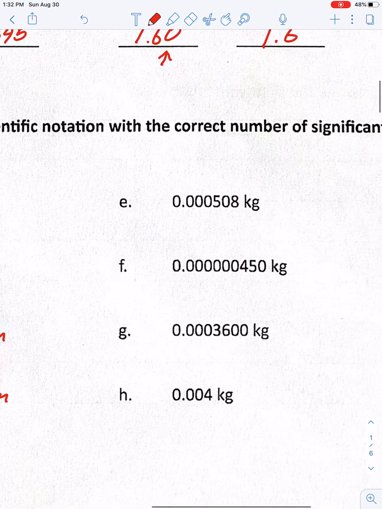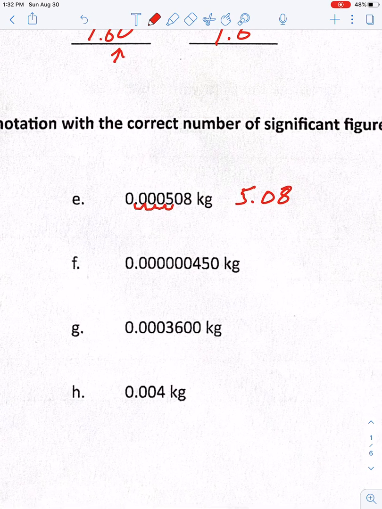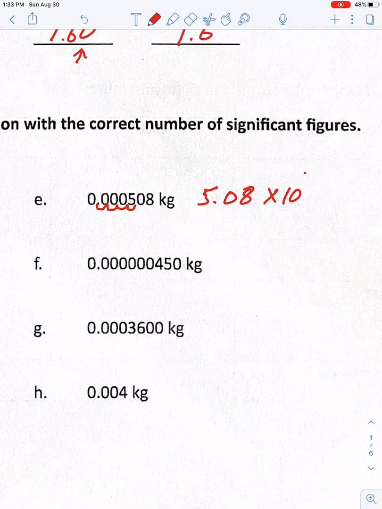Now let's go to our small numbers. Okay, so remember, leading zeros never count, and we always go to the number between 1 and 10. So the trick for small numbers is as soon as you get past that first non-zero number, you stop. Okay, so we're going to start from where the decimal is. We're going to go over 1, 2, 3, 4. So I just stopped right after that first non-zero because 5.08 is between 1 and 10. Now I'm going to times 10 to however many I went over to the right. So I went over 1, 2, 3, 4. So my power would actually be a negative 4. So remember, if you're doing a small number, your power is negative. And don't forget your units.